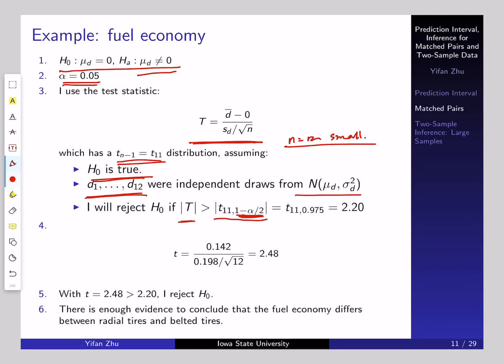For a two-sided test, we use a 1 minus alpha over 2 quantile. The observed test statistic is 2.48, and the critical value is 2.2. So the observed test statistic, the absolute value actually, is greater than the critical value. Then we reject H naught.